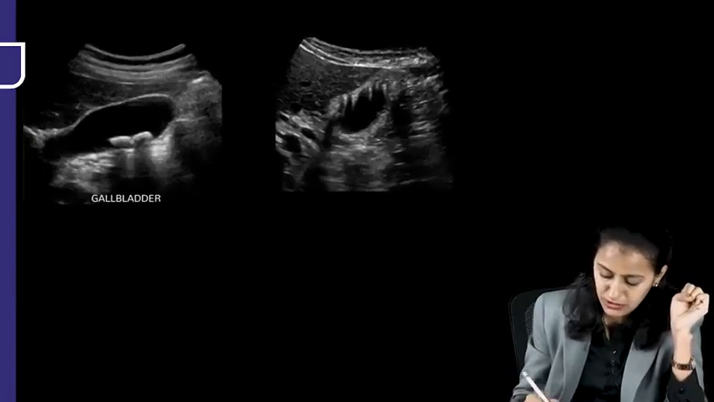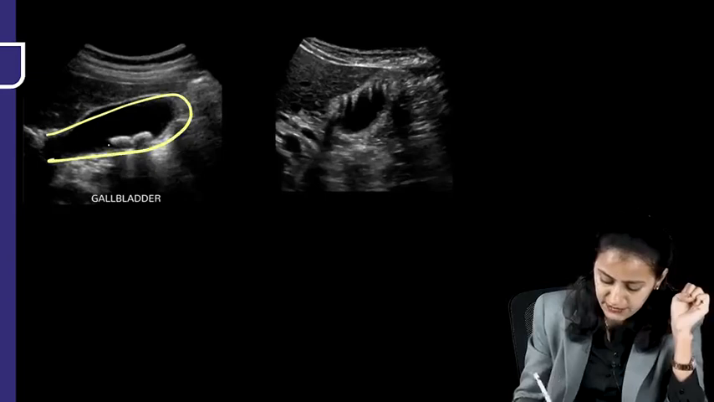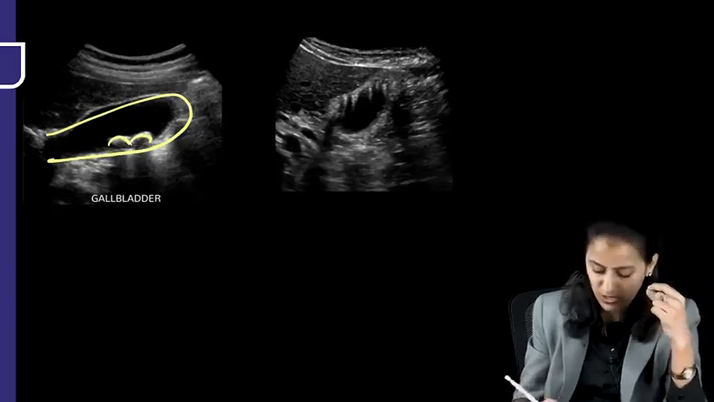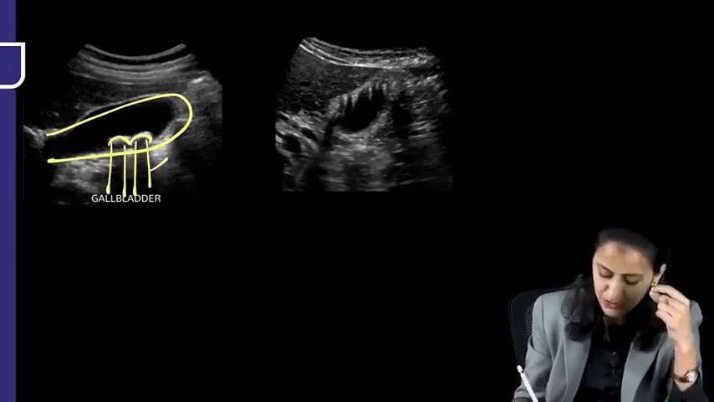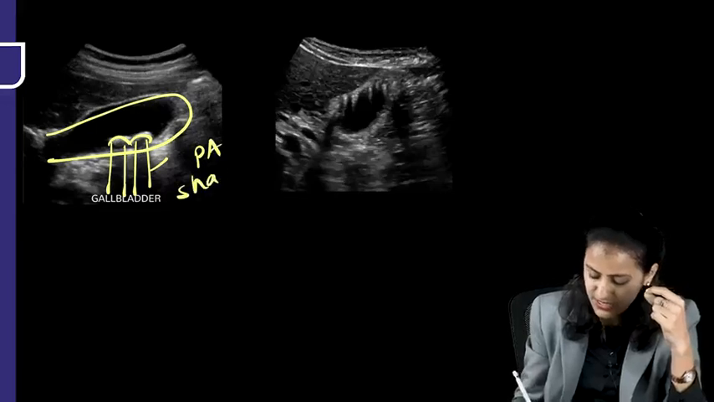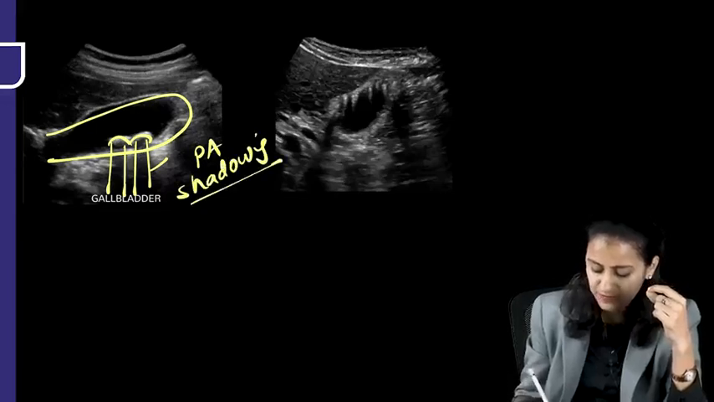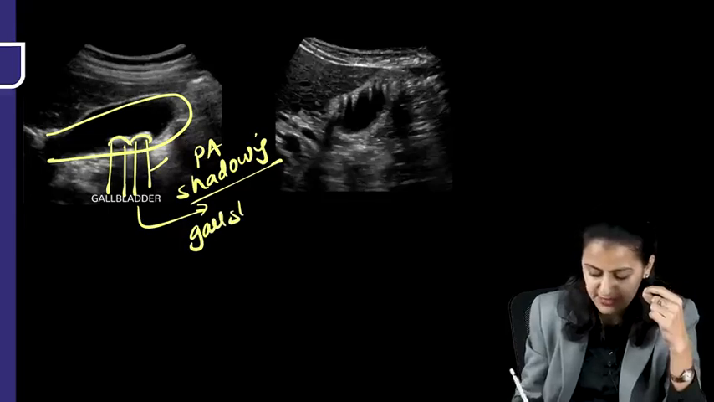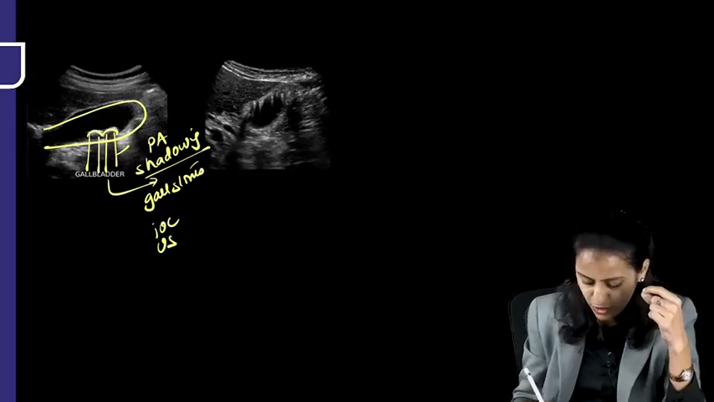Look at this one. What are we seeing here? The gallbladder pathologies. This is the gallbladder with the stones inside. Why do I call them stones? Because behind the stones we see this posterior acoustic shadowing. Posterior acoustic shadowing suggestive of gallstones. The investigation of choice for gallstones is ultrasound.